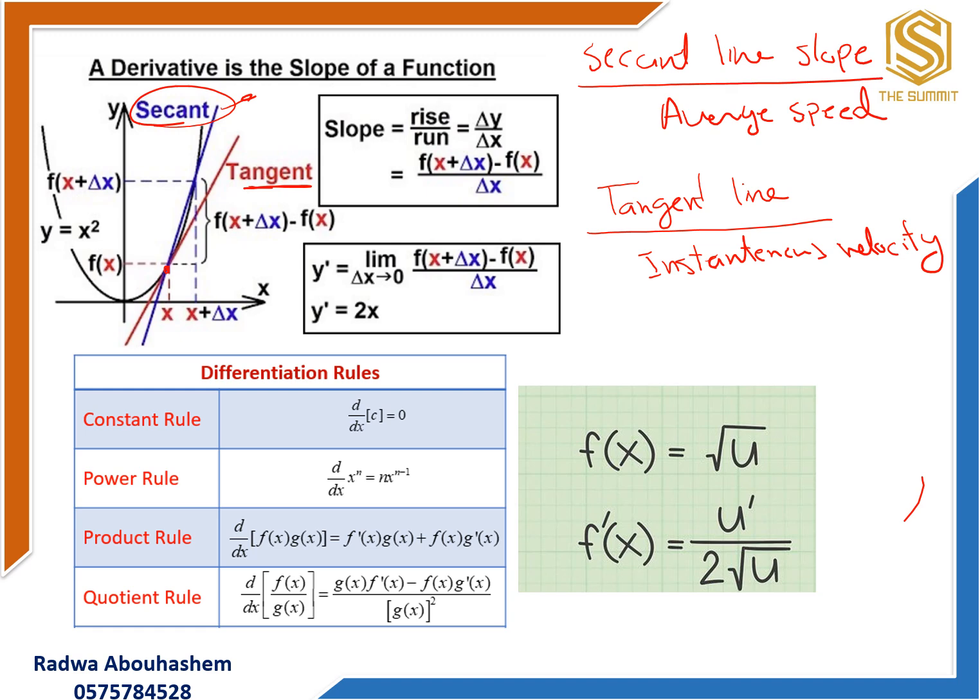The first one is the constant rule, which means if you are taking the derivative for any number, it's 0. Here, function of x equal 2. This is a constant function. So if I'm asking you to take the derivative for it, it would be 0. So the derivative for any number would be 0. Second rule is the power rule.